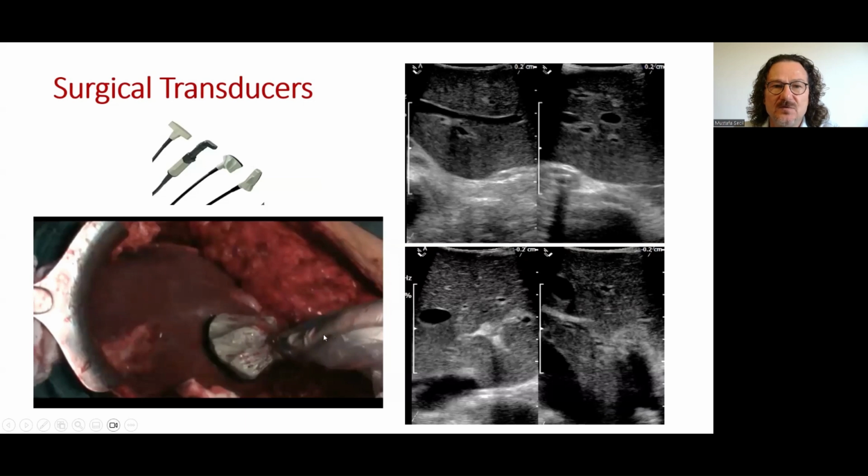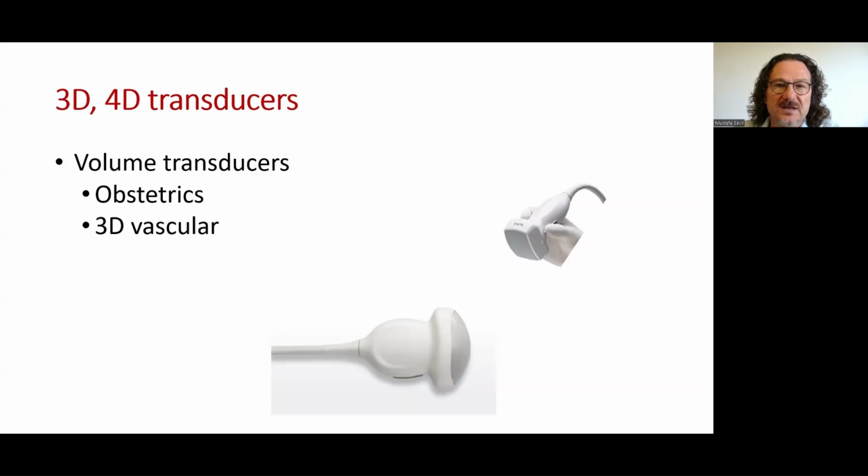This is an example of intraoperative liver tumor here, and I'm searching for the additional lesion. The existence of additional lesion will change the surgical approach, so intraoperative ultrasound is a gold standard in these patients. 3D or 4D transducers are volume transducers commonly used in obstetrics or 3D vascular investigations.